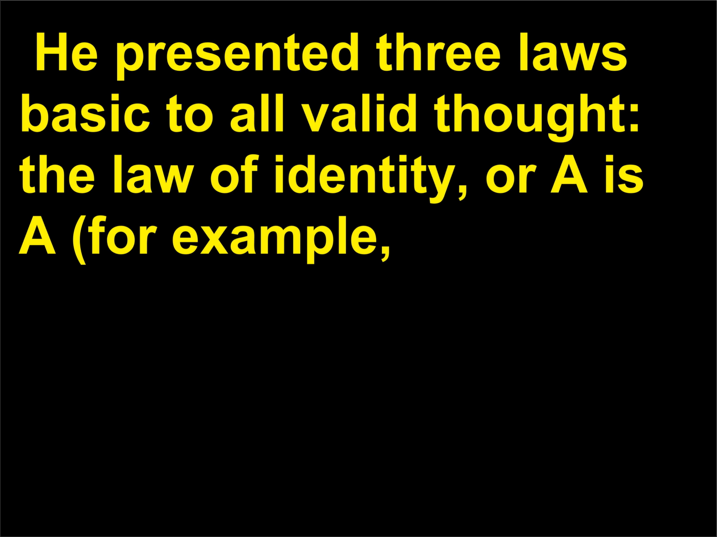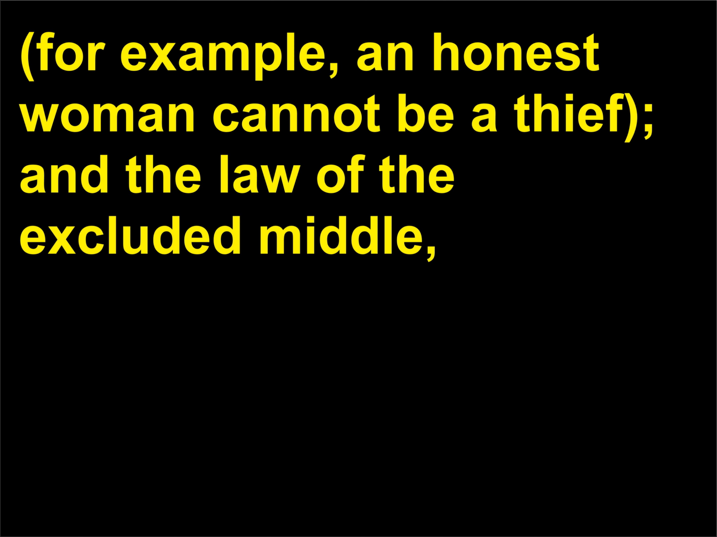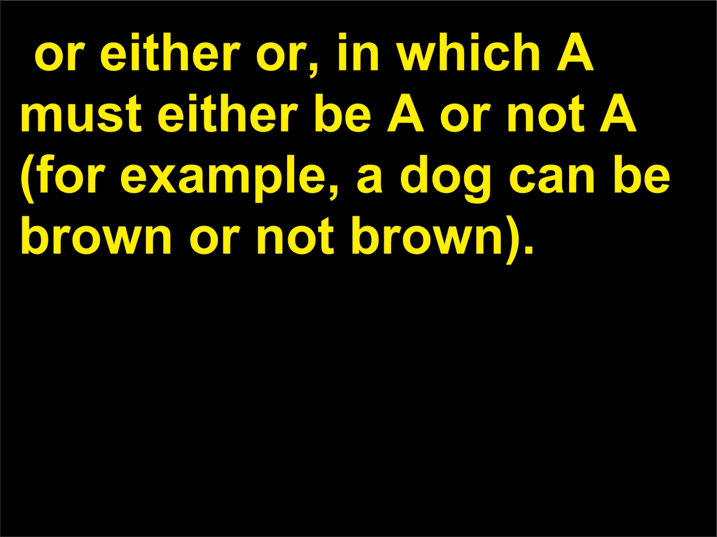He presented three laws basic to all valid thought: the law of identity, or A is A, for example, an acorn will always yield an oak tree and nothing else; the law of contradiction, or A cannot be both A and not A, for example, an honest woman cannot be a thief; and the law of the excluded middle, or either-or, in which A must either be A or not A, for example, a dog can be brown or not brown.